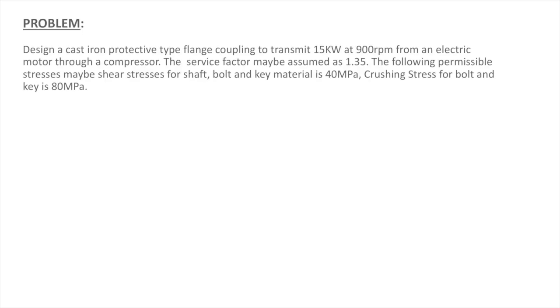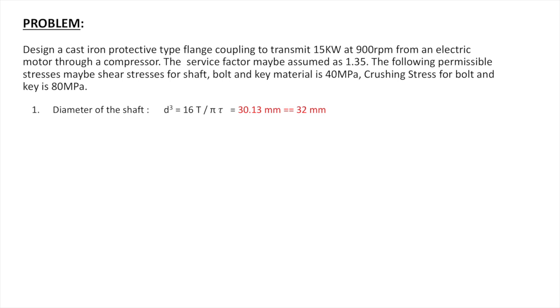Now let us look at a problem. Design a cast iron protective type flange coupling to transmit 15 kW at 900 rpm from an electric motor to a compressor. The service factor may be assumed as 1.35. The following permissible stresses may be used: shear stress for shaft, bolt and key material is 40 megapascal, and the crushing stress for bolt and key is 80 megapascal. So we'll go step by step.